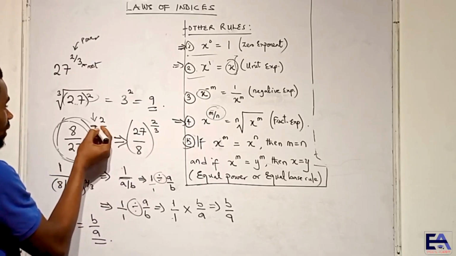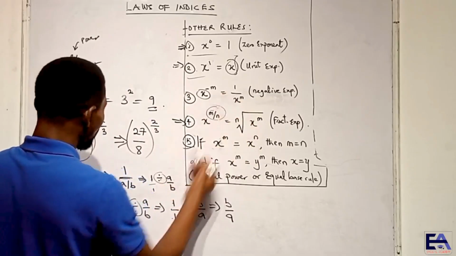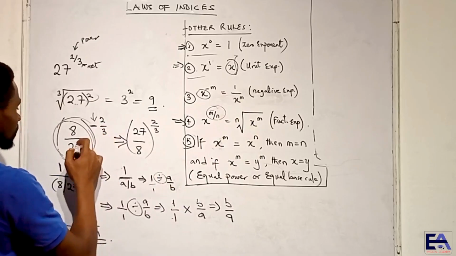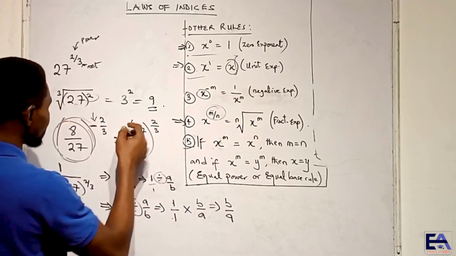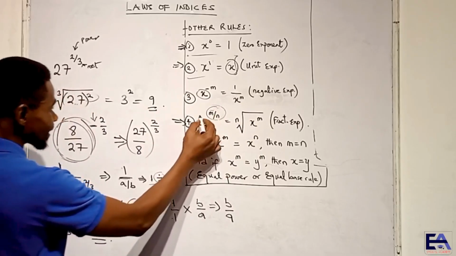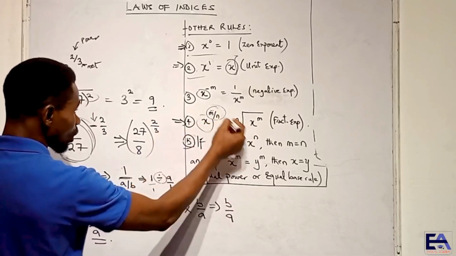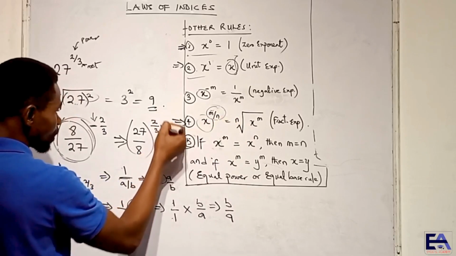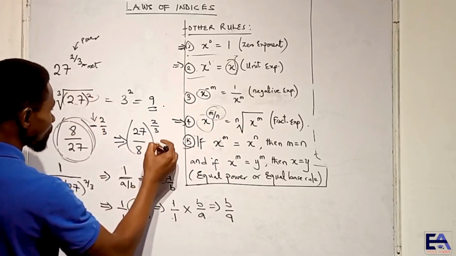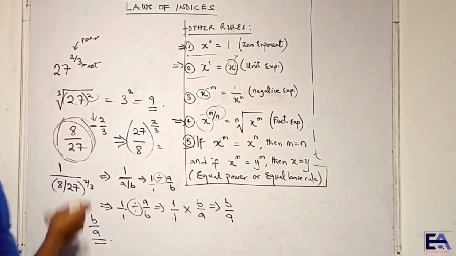So we have been able to deal with this negative sign from this reciprocal law. As we have it this way, this has gone up and this has gone down. Then the next thing is to apply this law number 4. Law number 4 says that x raised to the power m over n means that the denominator will go as a root, while the numerator goes as a power. So we are going to do exactly that now by saying, let me just take this one off.